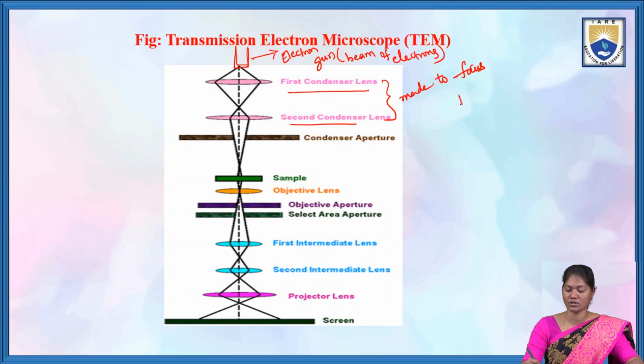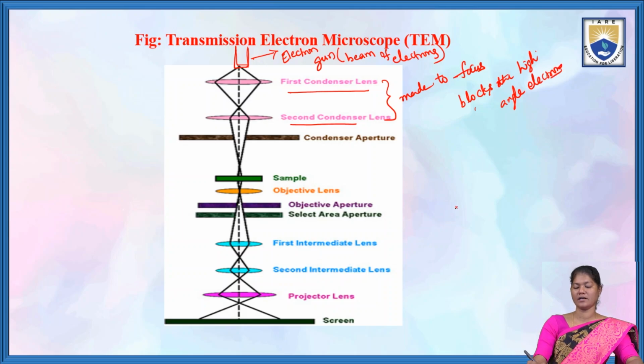The condenser lens is made to focus, and it blocks the high angle electrons. Then the electron beam is focused and strikes the sample. When focused on the sample, it may be deflected or diffracted, deflected or undeflected. So the transmitted portion of electrons is passed to the objective lens.